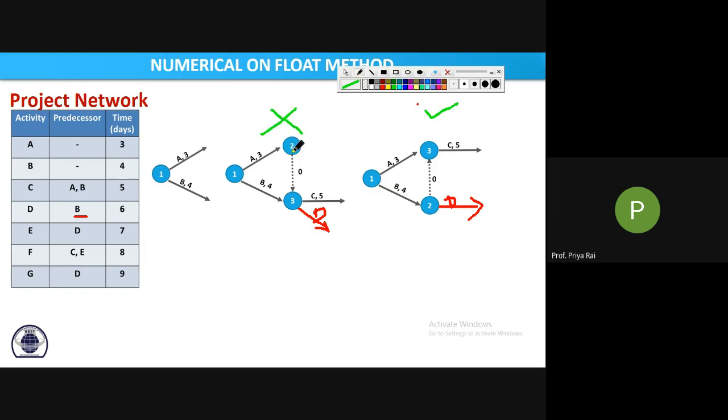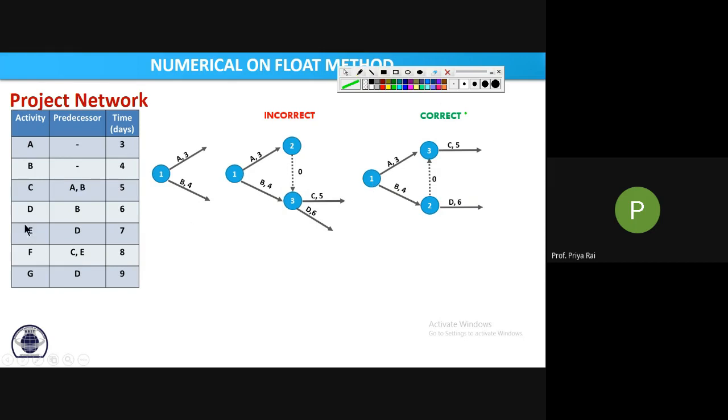That means your dummy activity will go up. The arrow of the dummy activity will be in this direction, not in this direction. Clear? Yes, ma'am. So this is incorrect, this is correct. Now we will proceed with this diagram, not with this. We will discard this one and proceed with this diagram.